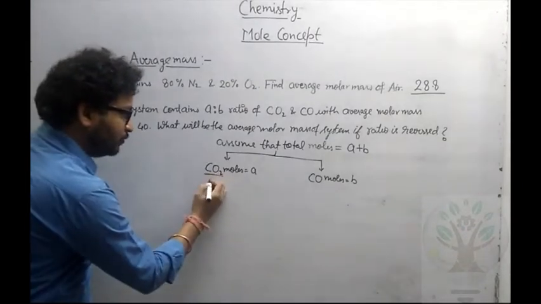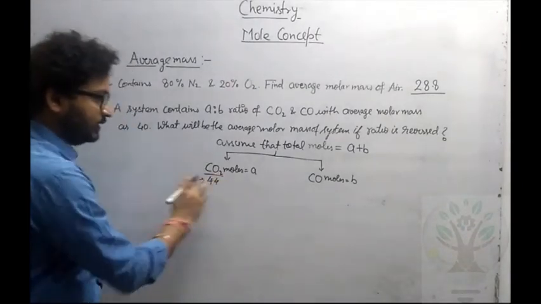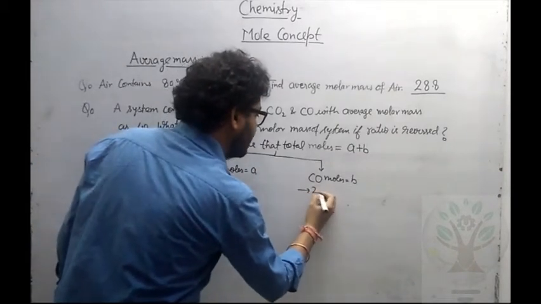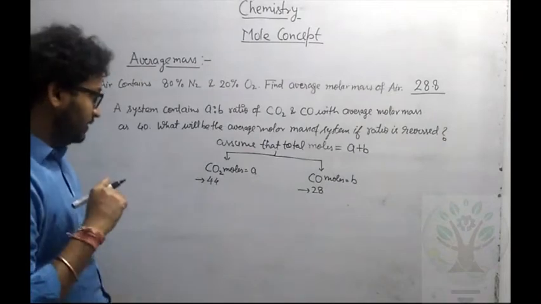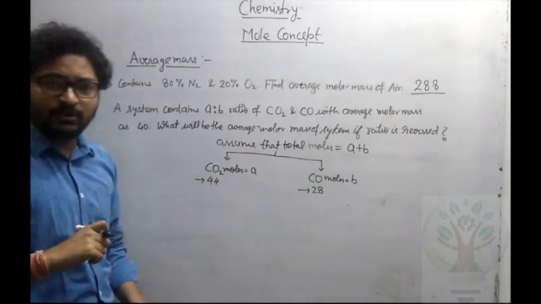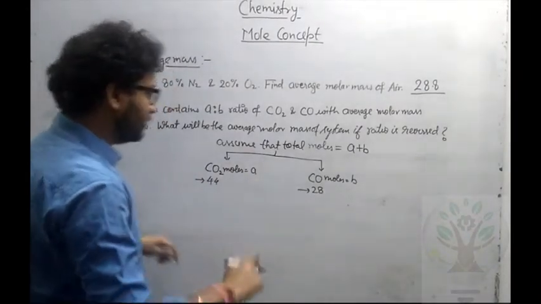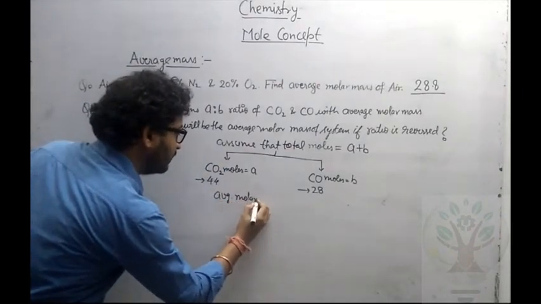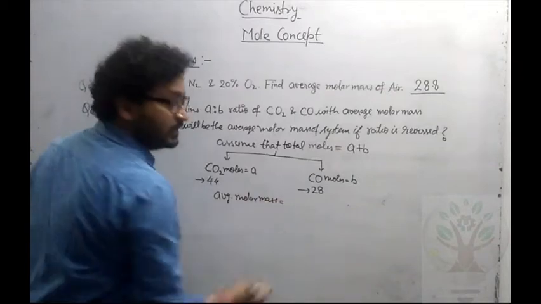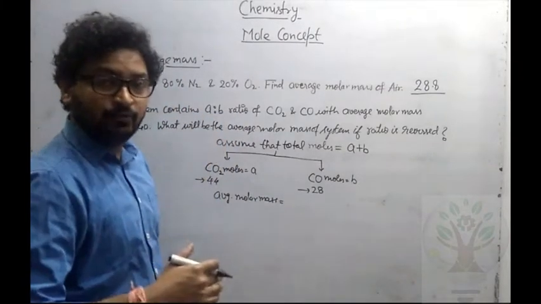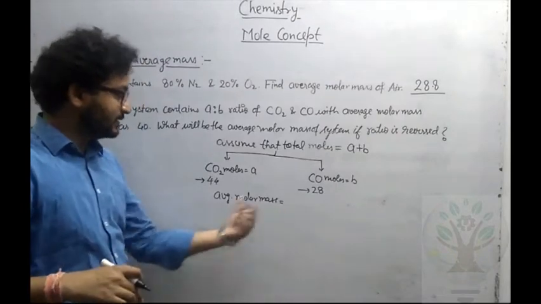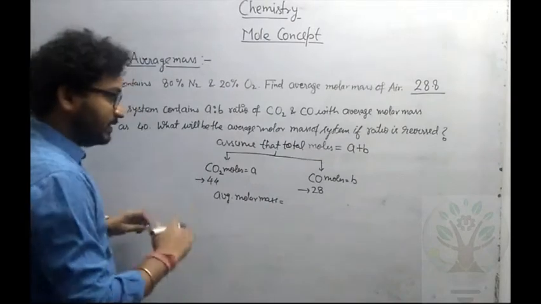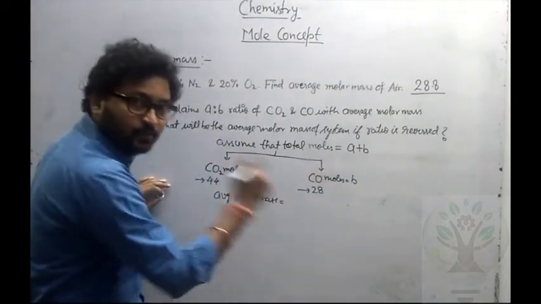What is the molecular mass of CO2? CO2 has molecular mass 44, isn't it? And what is the molecular mass of CO? CO has molecular mass 28. Okay. Now let's see one more thing. CO2 molar mass is okay. CO molar mass is okay. So what is the average molar mass here? Just like we solved the question of O2, N2 and H2, in the very same manner, let's directly write the average molar mass of this system. How will we write? We will write total mass divided by total moles.